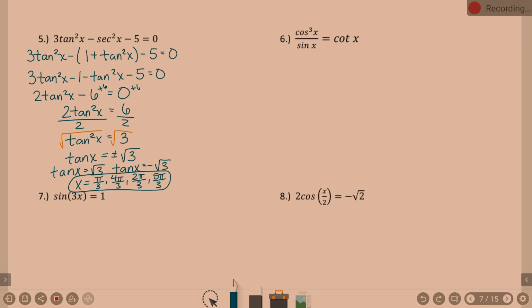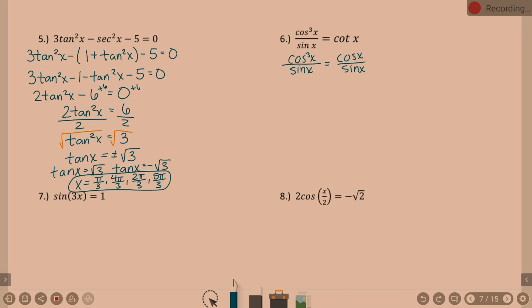Okay, that is an option. I had another option in my brain on Friday too, but that is the option I've written down. So, okay, that means we will be keeping cosine cubed x over sine x. And what do we know about cotangent according to our identities? It is the quotient identity, and it is cosine x over sine x.